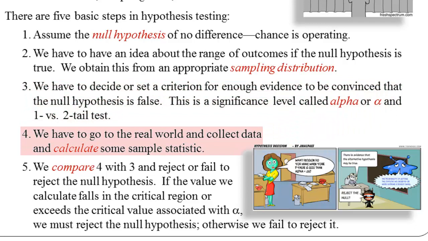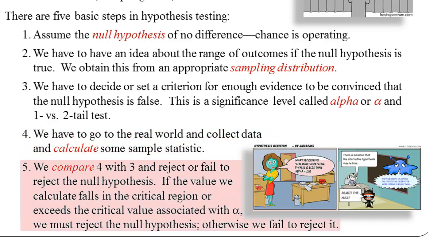Step number 4, which is not covered fully in this course, is you have to go to the real world and collect some data and calculate some sample statistic. So this is where the merging of statistics and methodology come together. In another class on methodology, you're going to learn how data are produced. And in this statistics class, you're learning how statistics are produced from those data. We're going to assume that we already have data, and for this class, we've been using the General Social Survey. Here we need to calculate a particular statistic, and at this part of the course, we're going to calculate a t-statistic.